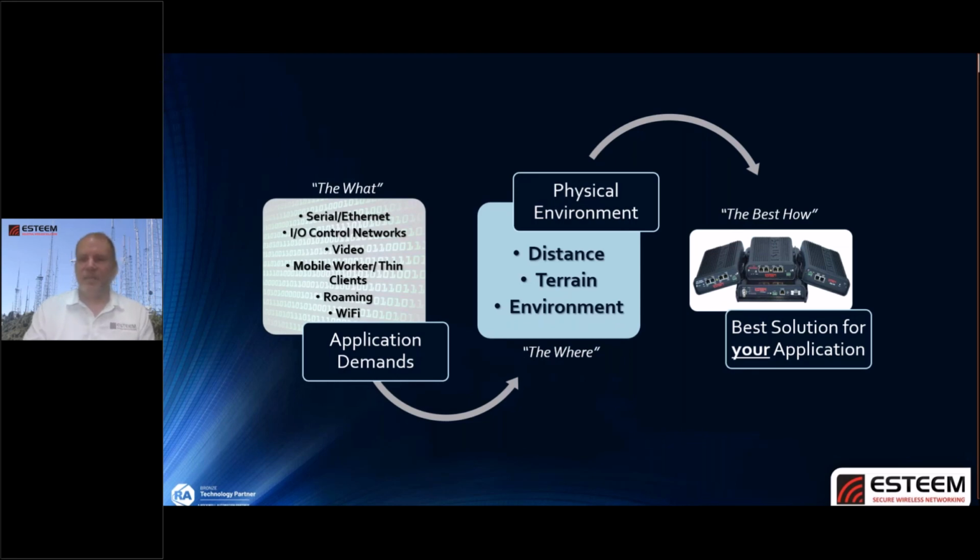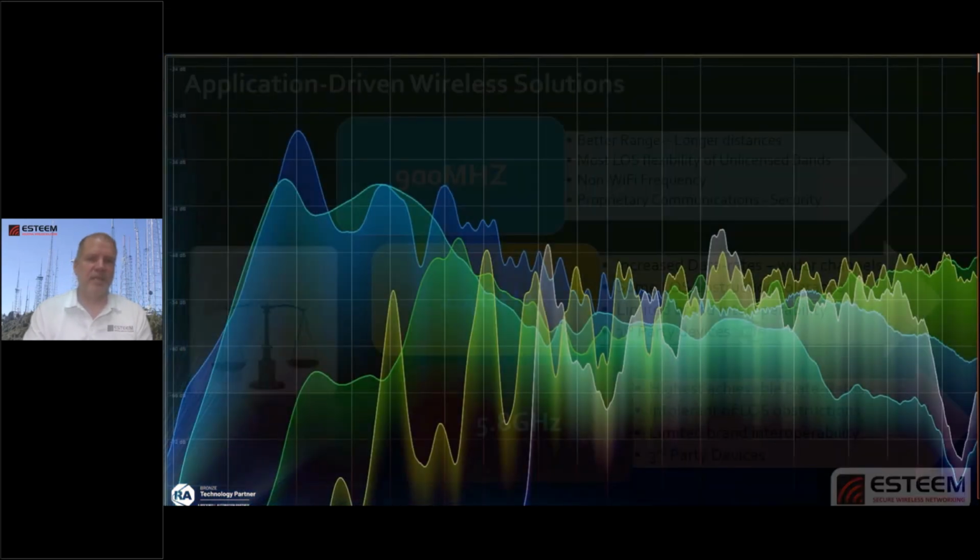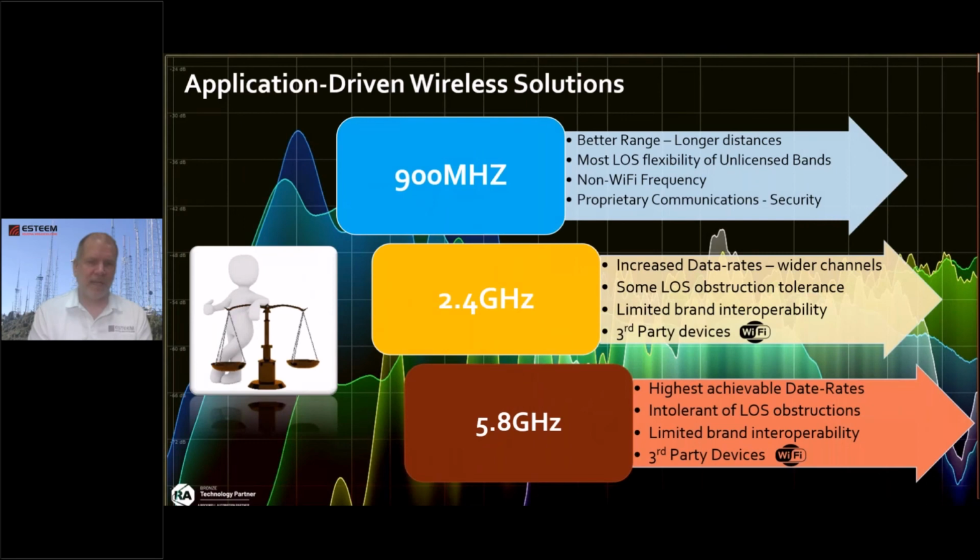The idea is to try and keep these sessions down to 20 to 30 minutes. To give you a cheat sheet, which might be something you want to take a screenshot of, and it will be available as well, you can let me know and I can get you the slides too. Looking at those 3 different frequency bands and where they would fit: 900 megahertz gives better range, longer distances, the best flexibility on the unlicensed bands, and it's non-Wi-Fi, proprietary communications.